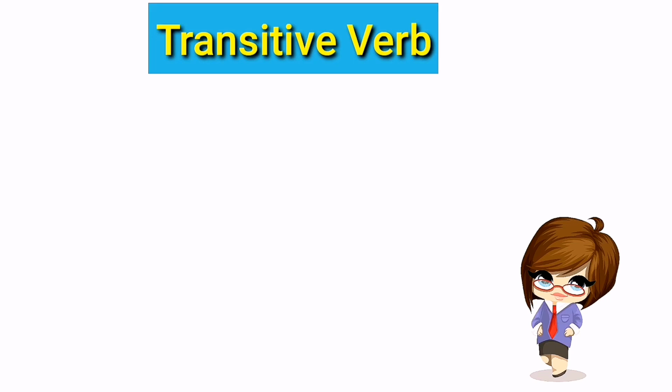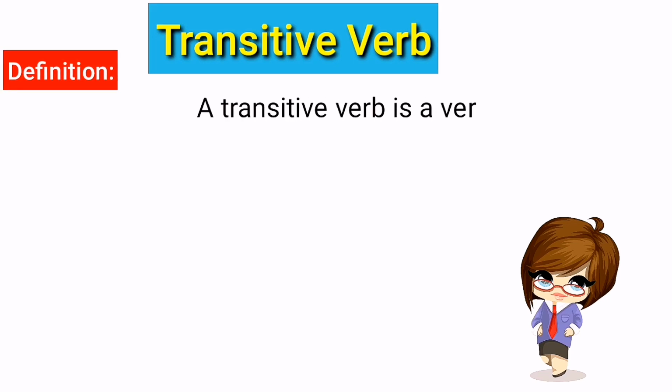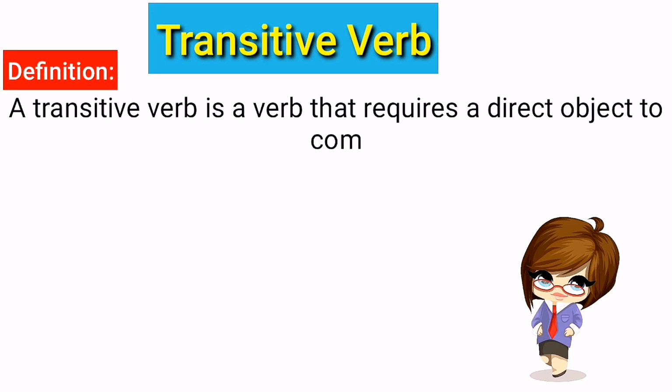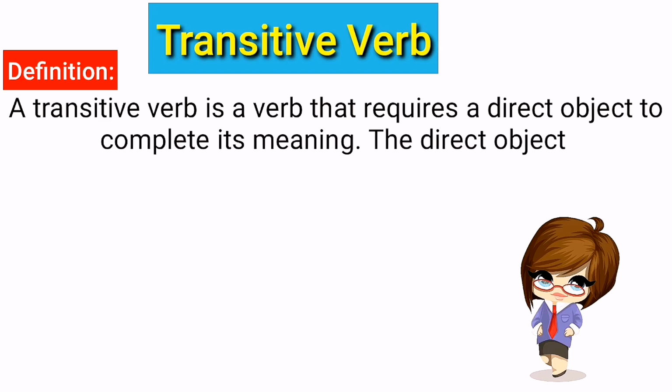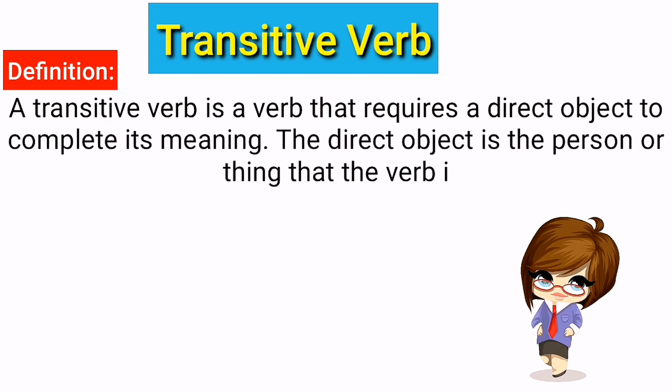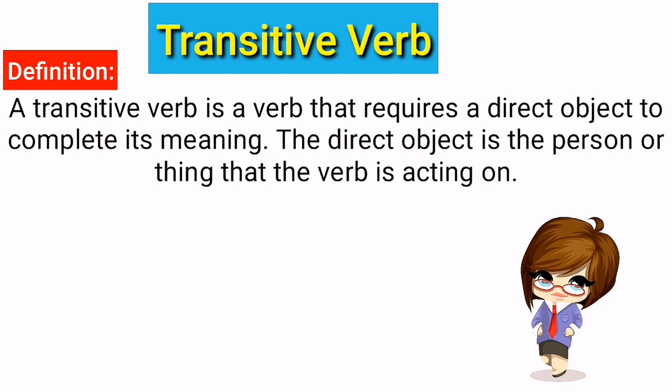Transitive verb. A transitive verb is a verb that requires a direct object to complete its meaning. The direct object is the person or thing that the verb is acting on. In other words, you can say, a transitive verb is a type of verb that requires a direct object to complete its meaning in a sentence. In other words, it's an action verb that needs something or someone to receive the action.